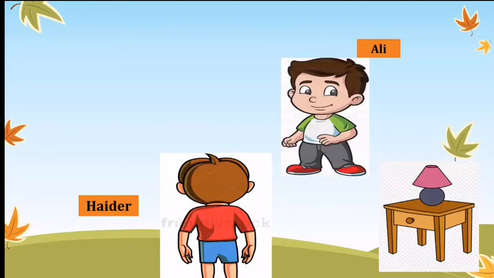If we ask Ali the placement of the table, Ali says that the table is on his left. However, if we ask Heather about the placement of the table, he is going to say that the table is on my right side. So you see, confusion has been created. So to help in such a condition we use directions.